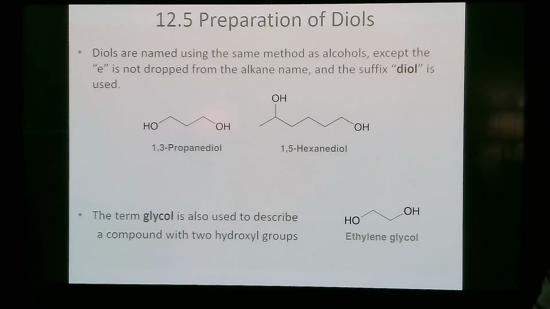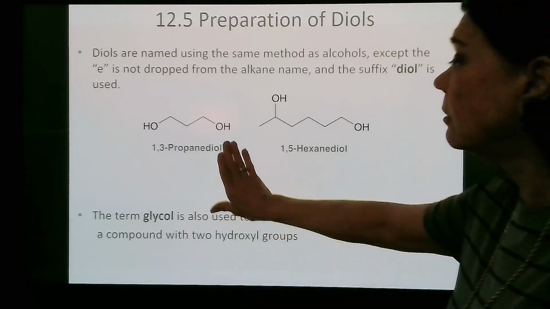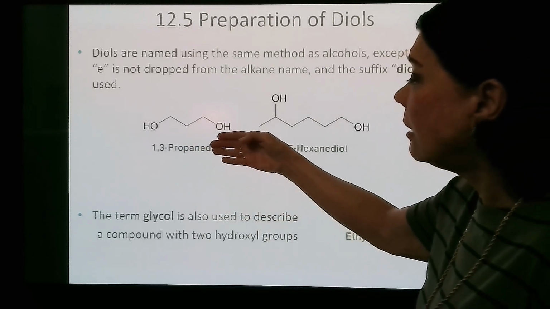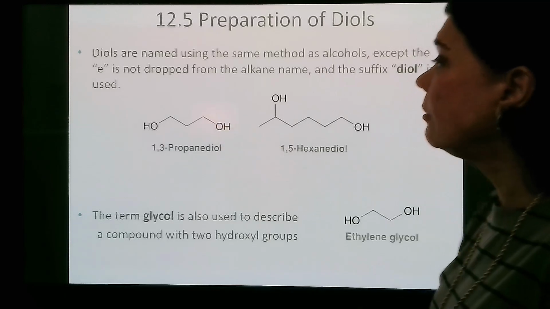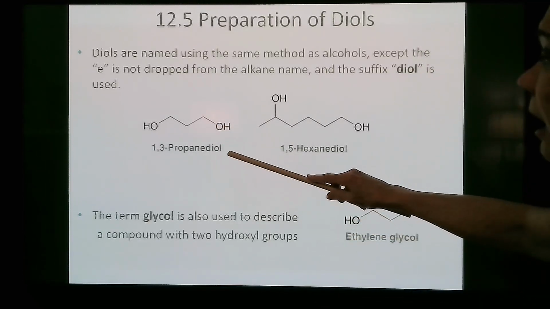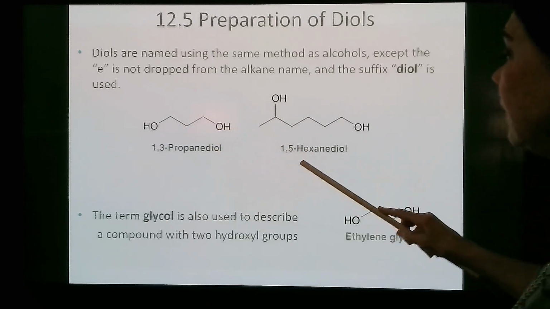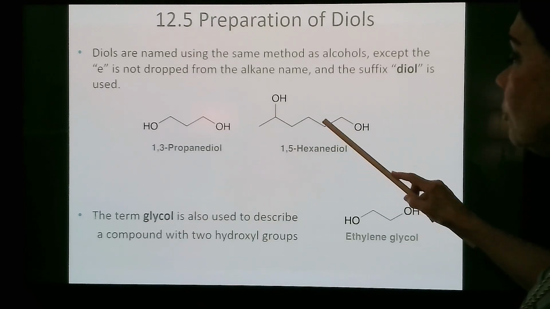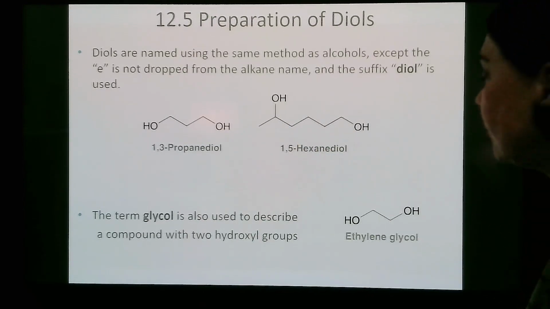Now let's look at diols. So this is propane diol. Notice you have 3 carbons, and so the name comes from propane, the parent alkane, and then diol. This is a 1,3 propane diol. This is a 1,5 hexane diol.